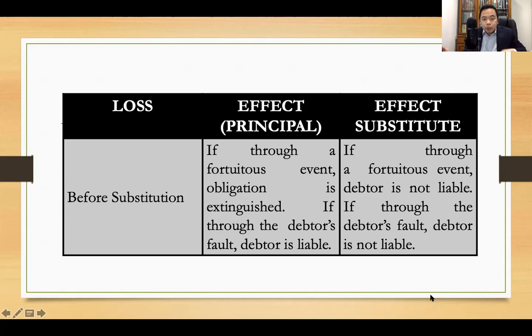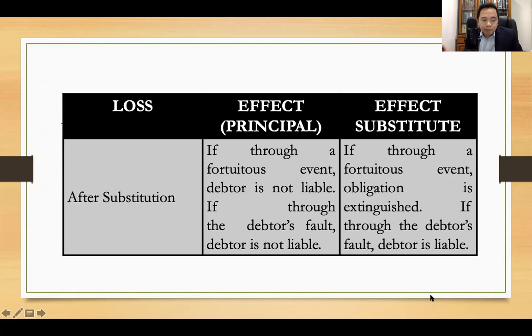Loss of the thing before substitution. What is the effect on the principal obligation? Now, if through a fortuitous event, the obligation is extinguished. If through the debtor's fault, the debtor is liable. Now, what is the effect on the loss of the substitute? If through a fortuitous event, the debtor is not liable. If through the debtor's fault, the debtor is what? Also not liable.